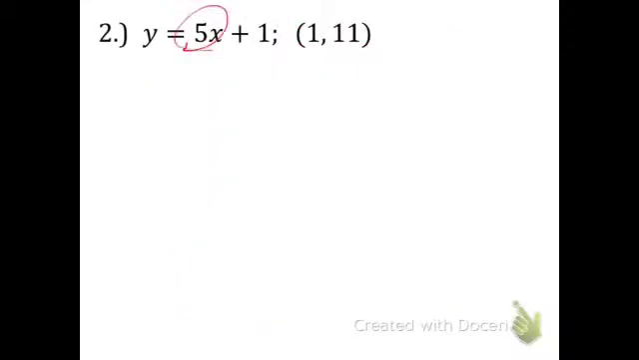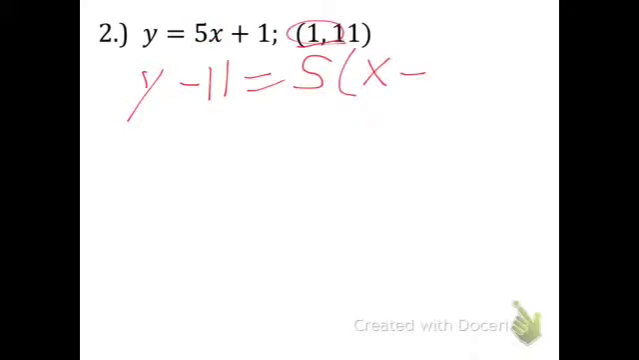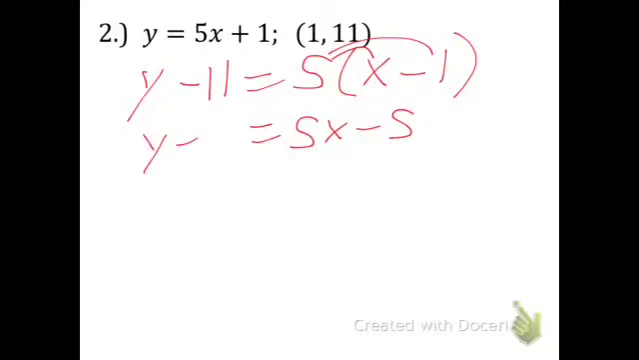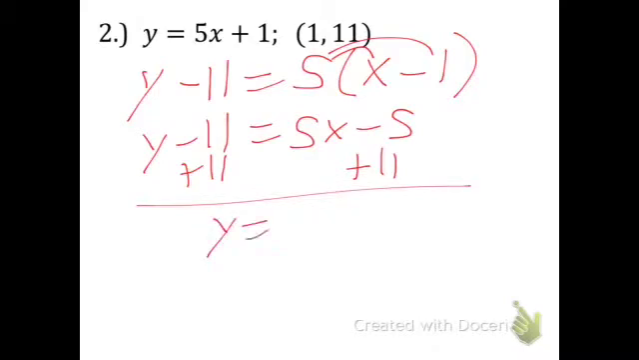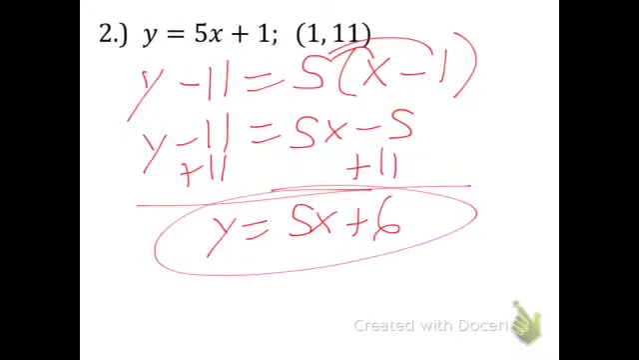Moving on to the next one, again use the same slope, use the coordinates there. Y minus our y coordinate, 11, equals 5, the slope, times x minus x1, the x-coordinate of the point. Now we need to distribute the 5 through to get rid of the parentheses, so we got 5x minus 5, and then on the left side y minus 11. We need to add 11 to get rid of the 11 on the left side. What you do on one side, you do the other, so y equals 5x plus 6 is going to be our answer for that one.